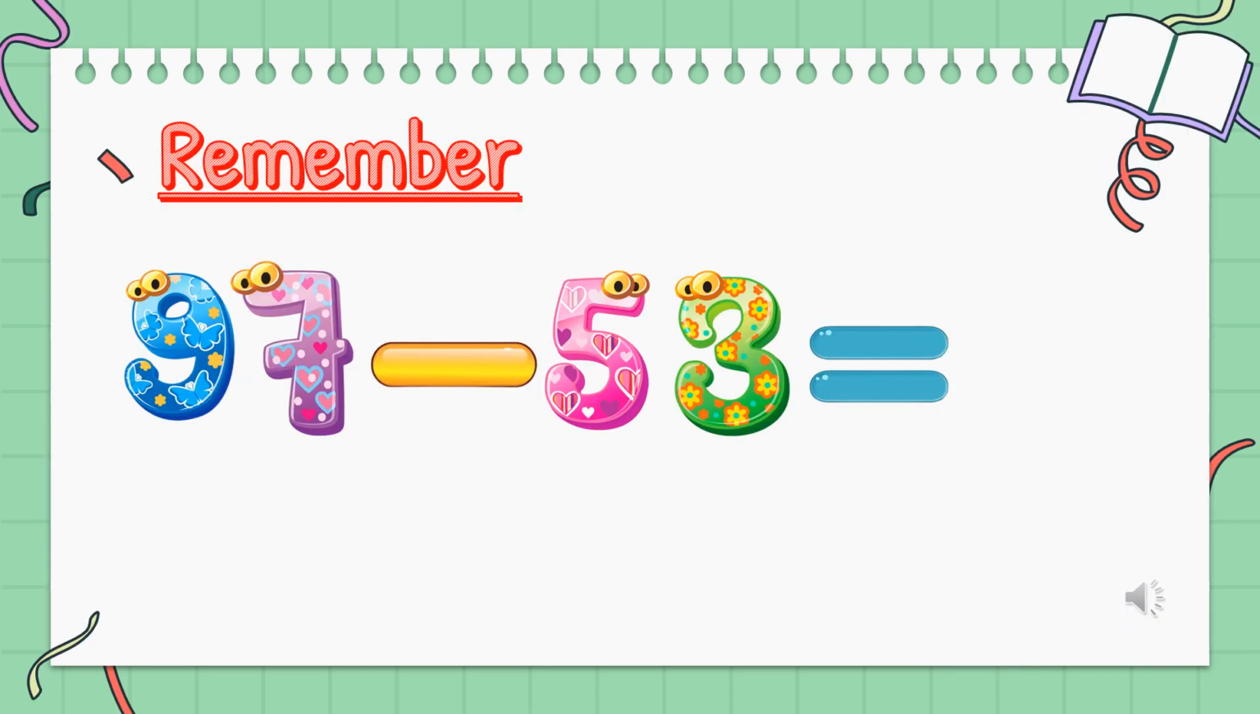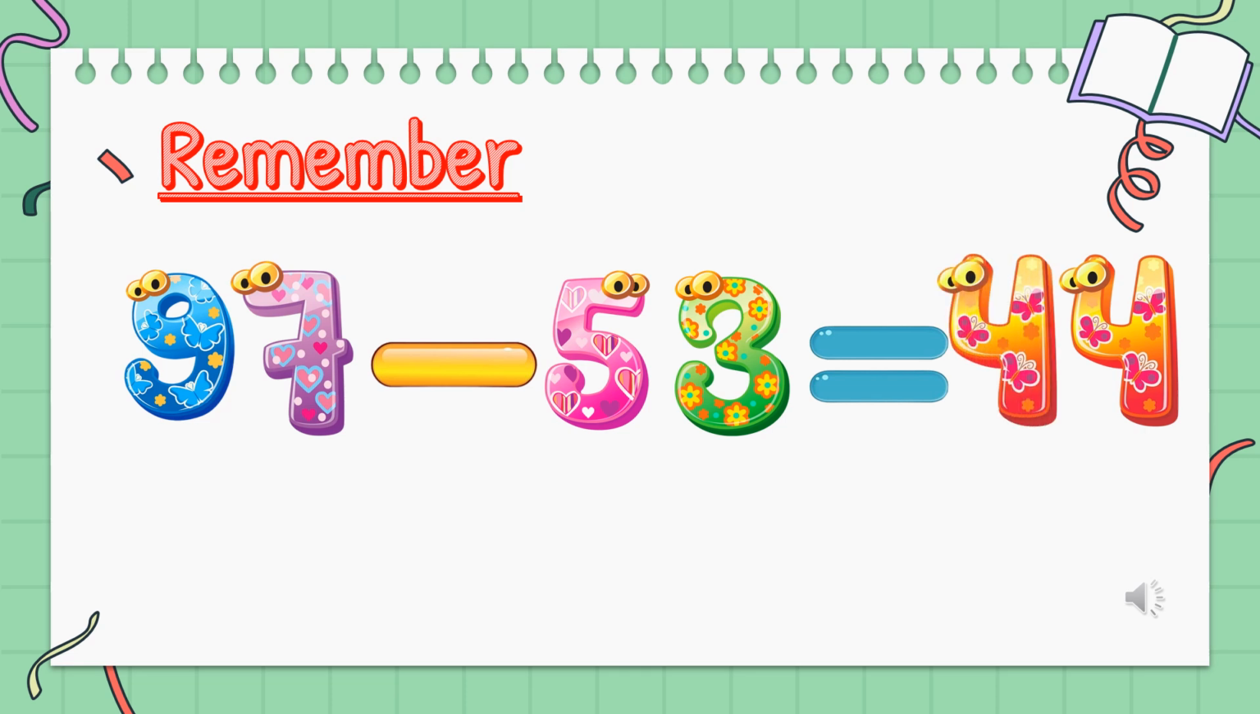Let's remember, if we have here 97 minus 53 equals what? We need to get the answer. So we start from ones. 7 minus 3 equals 4. 9 minus 5 equals 4.